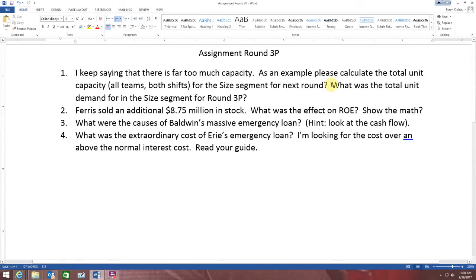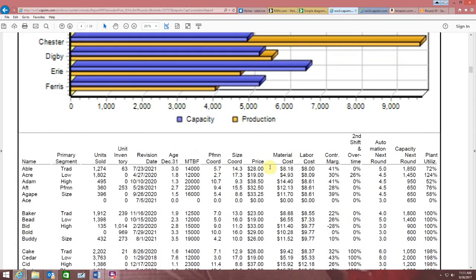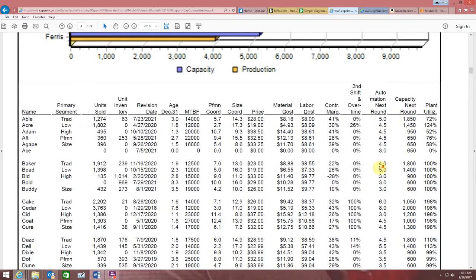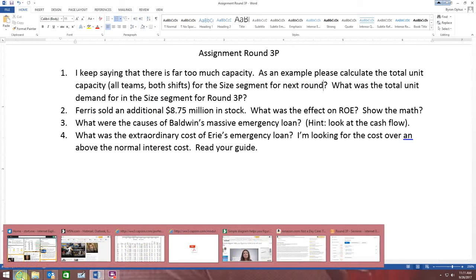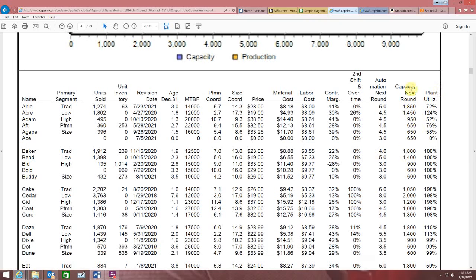What's the question then? Please calculate the total unit capacity for all teams, both shifts. So you just have to take a look. This is going to give you the capacities right there, and I put in the assignment to use the next round. For round 3P, it tells us what our capacity is going to be next round, so that's why I did that.